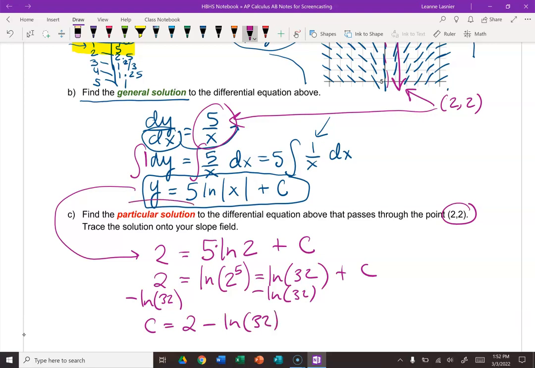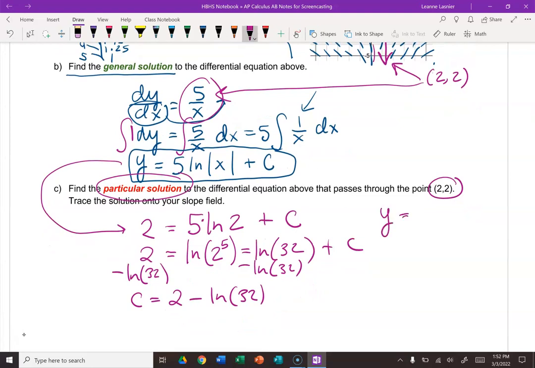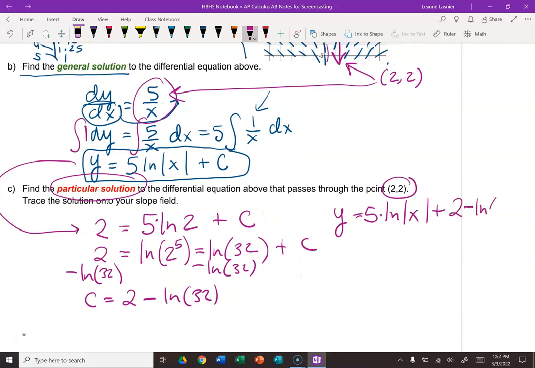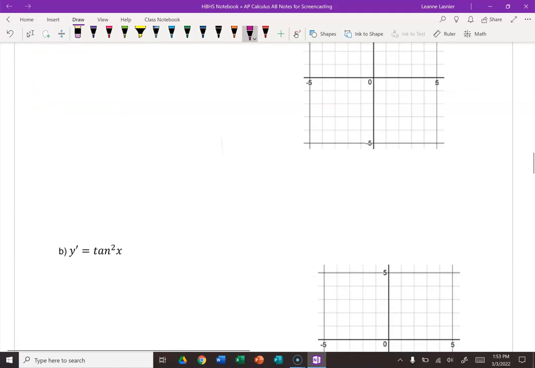So then my particular solution, the one that is one specific graph, would equal 5 times the natural log of the absolute value of x plus 2 minus the natural log of 32. I did not need absolute value here because I know that 2 is already positive, so you don't need to also put absolute value around it. So this would be our particular solution to example 2. Now I'd like you guys to go ahead and try one. I want you to make your slope field and come up with a general solution for both A and B.